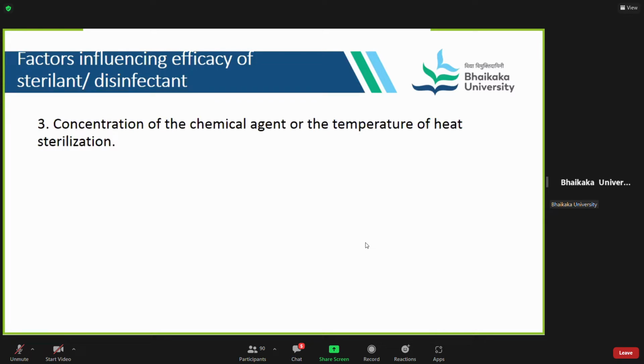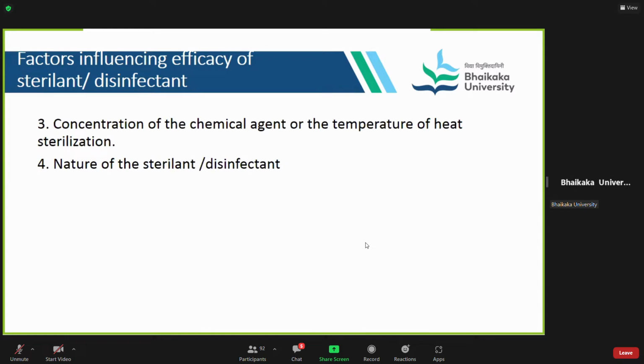So concentration, when you are learning about disinfectants, you will have to remember what concentration of that particular chemical is going to be effective. And if the load is expected to be more, probably you will have to increase the concentration, or you have to increase the time of exposure. So concentration of the chemical agent, or when you're using heat, then the temperature is going to be important.